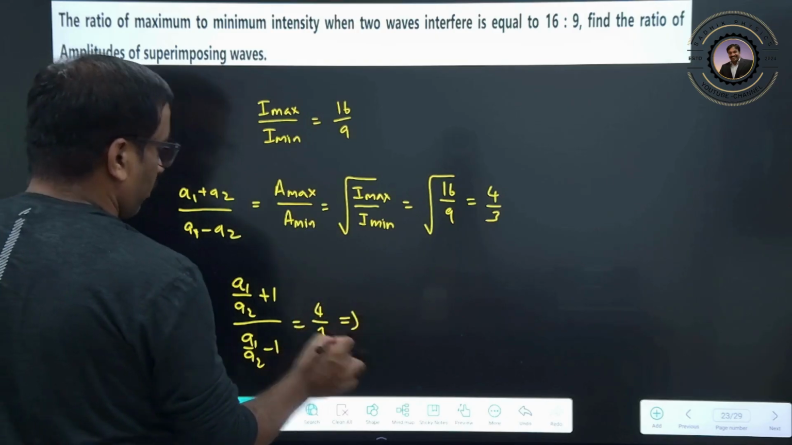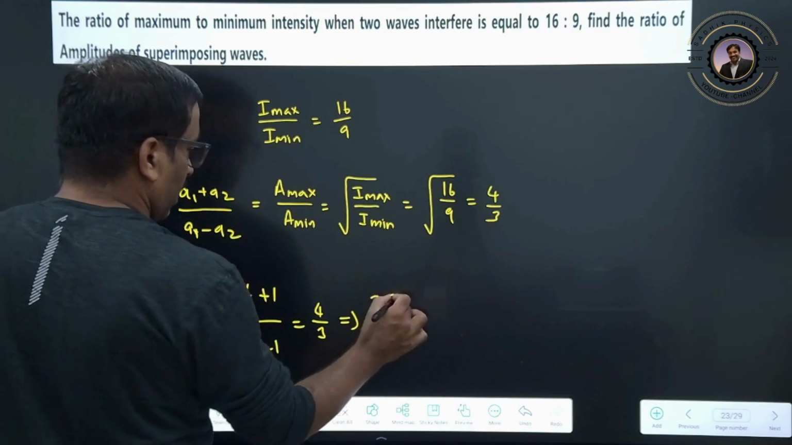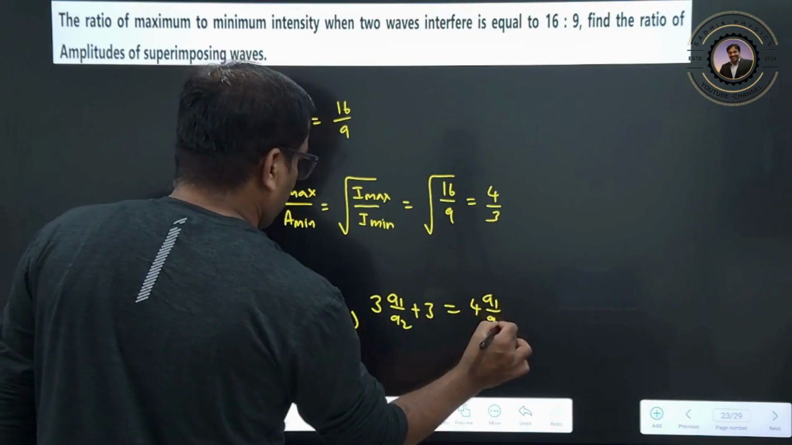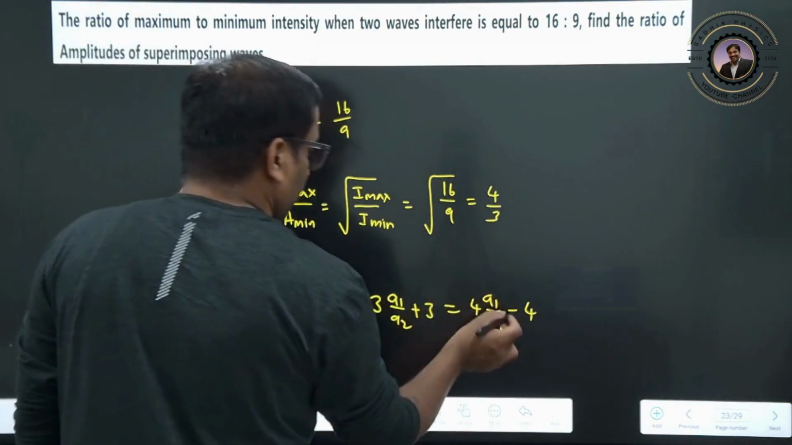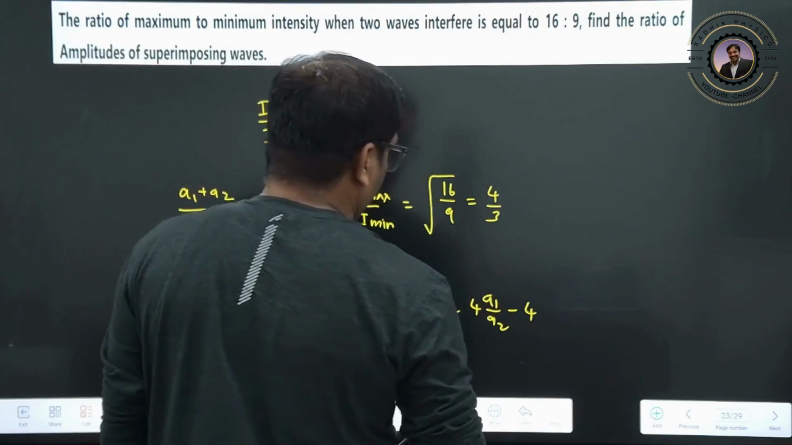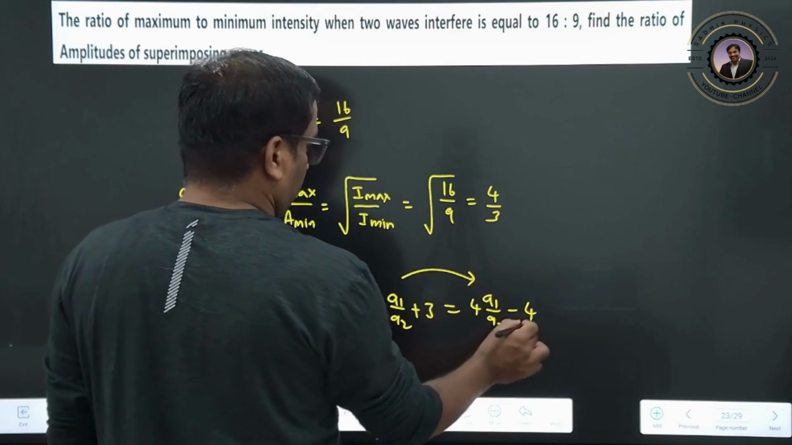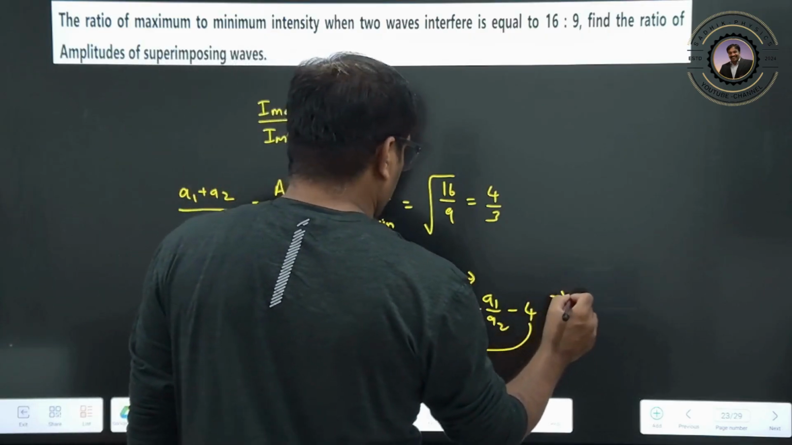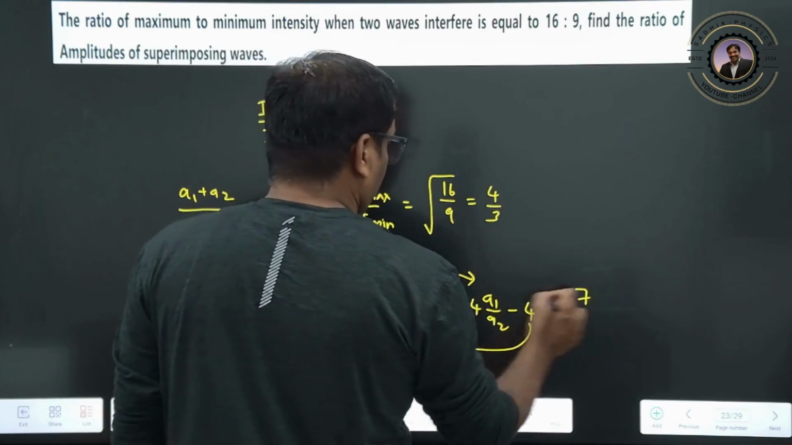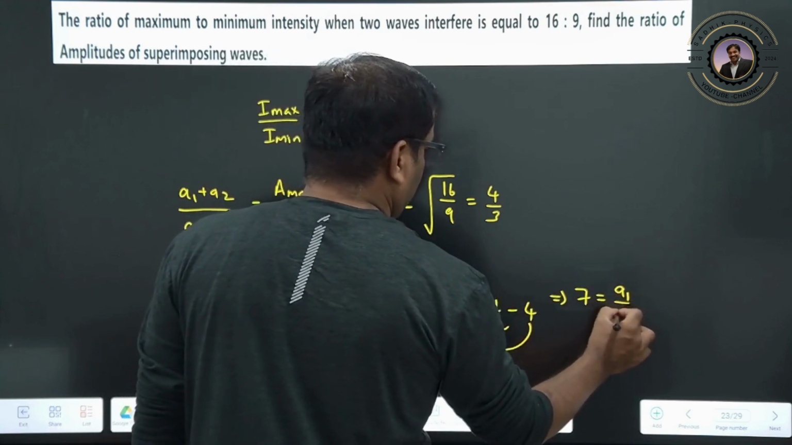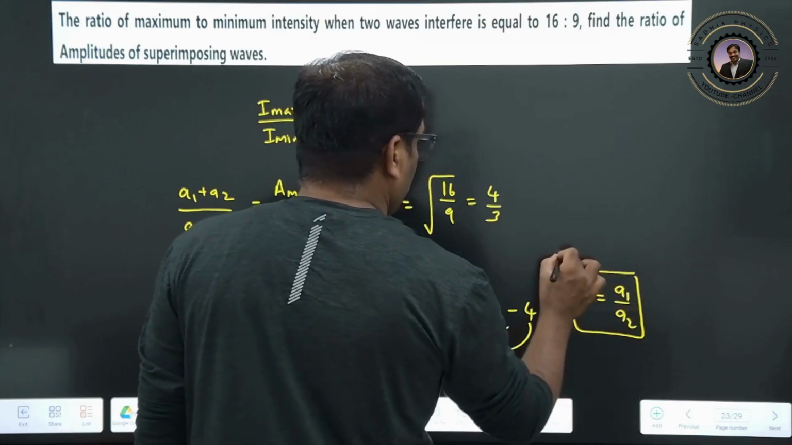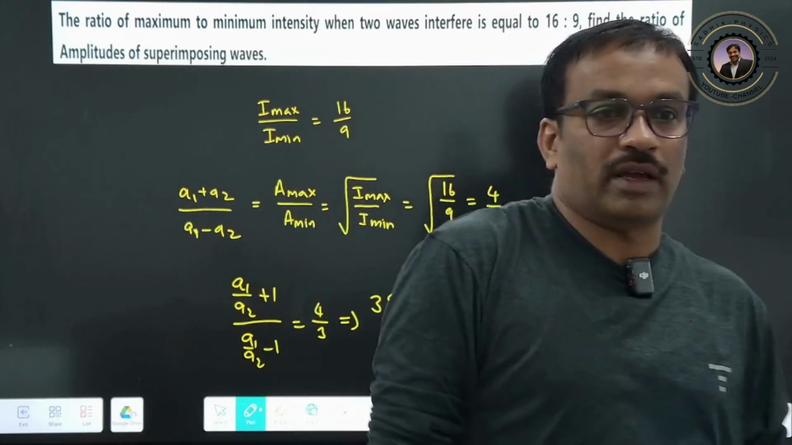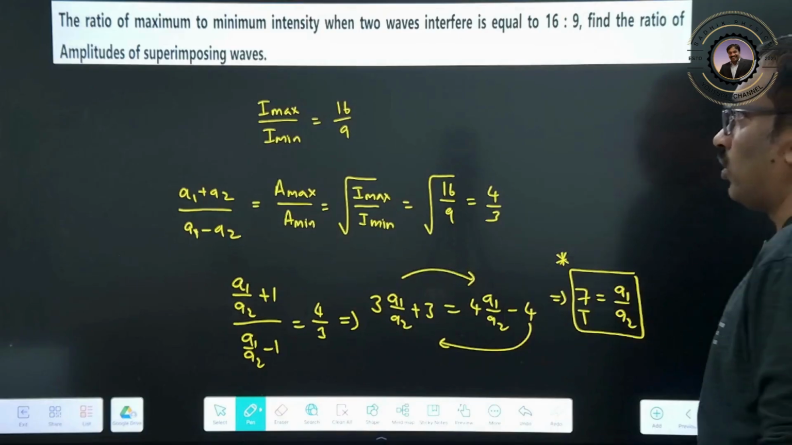is equal to 4 by 3. That implies cross multiply it, no? 3 A1 by A2 plus 3 is equal to 4 A1 by A2 minus 4. So this I am taking here, this I am taking here, no? Therefore what will I get now? Minus of minus plus, therefore 4 minus 3 is 1 and 3 plus 4 is 7, so A1 by A2 will be equal to 7 by 1. Clear? So in this way you can solve this question.